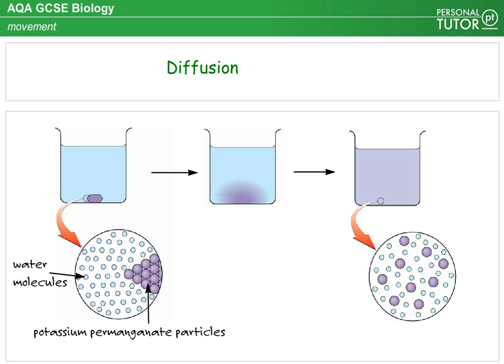Diffusion takes place because all the particles in gases and liquids are constantly moving. Small light particles diffuse more quickly than large heavy ones. Diffusion is faster at higher temperatures because the particles have more kinetic energy.